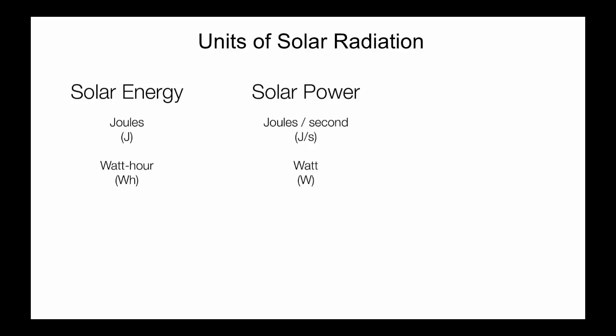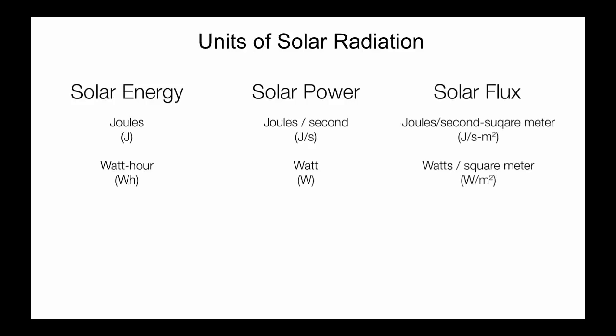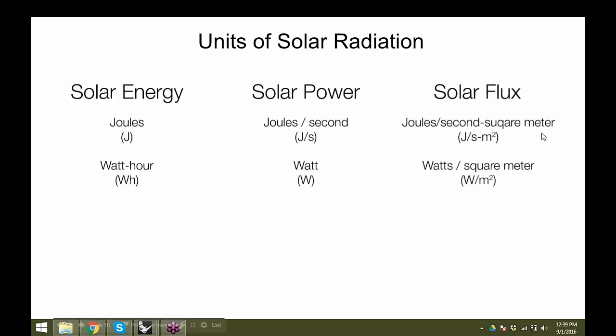And then finally, the one that we'll be working with most today is actually one where we'll take those joules per second, those watts or watt hours, and divide them by an area. So divide them by, for example, a square meter to say this is the amount of sun that comes in per second on a given area. And so the term for that is called solar flux.